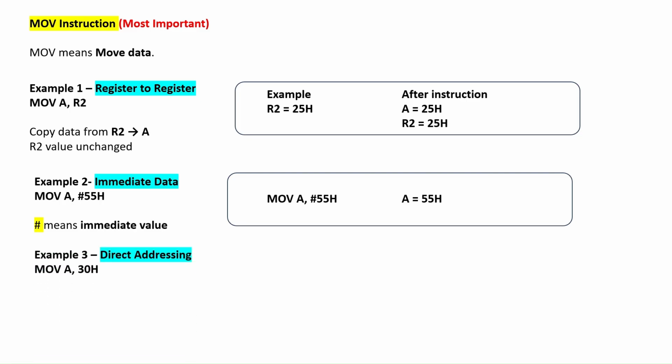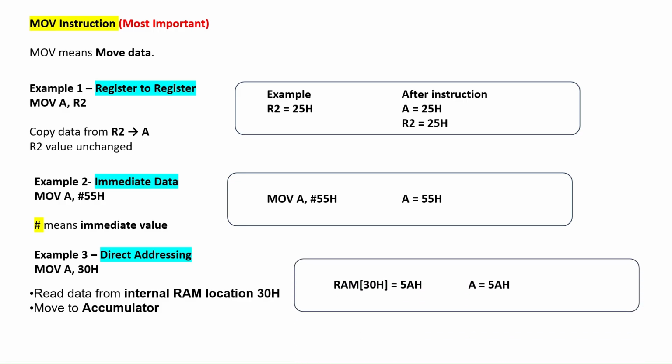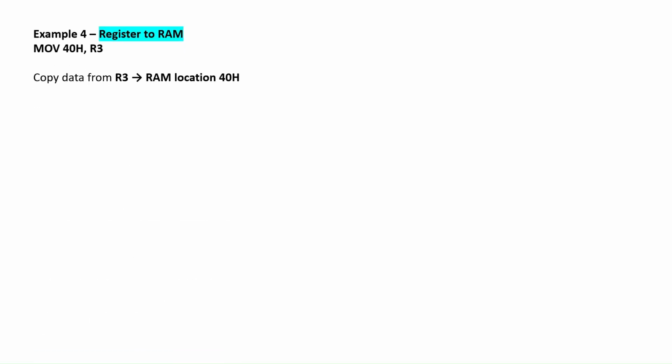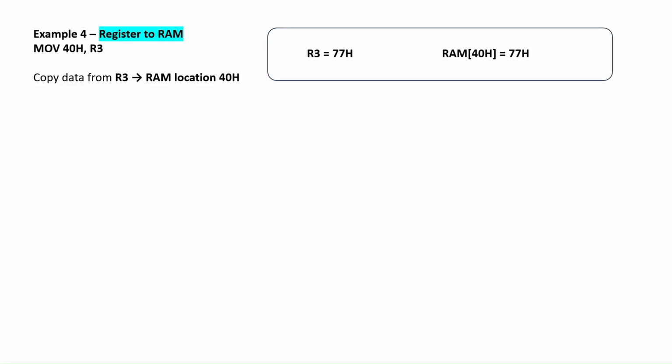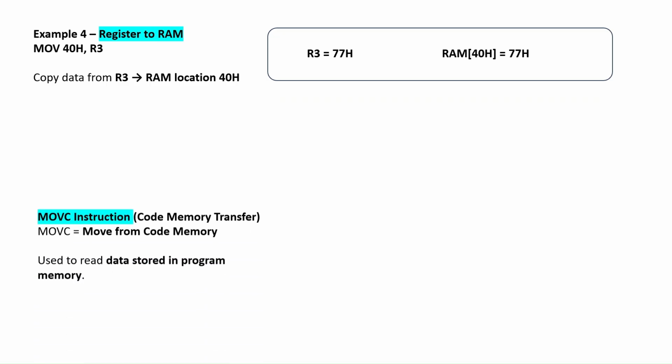Memory to register transfer. We can also read data from memory. Example: MOV A, 30H. This instruction copies the value stored in RAM address 30H into the accumulator. Register to memory transfer. Data can also move between registers and RAM. Example: MOV 40H, R3. This instruction copies the value from register R3 into RAM location 40H. This is called direct addressing.